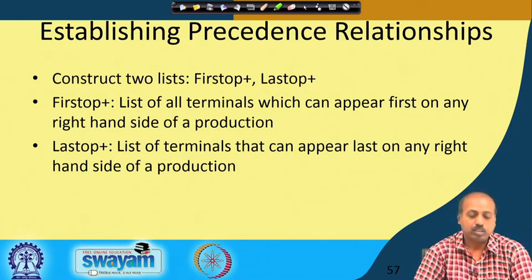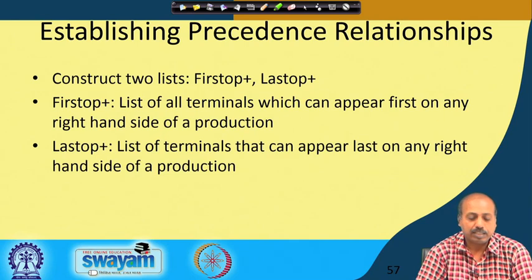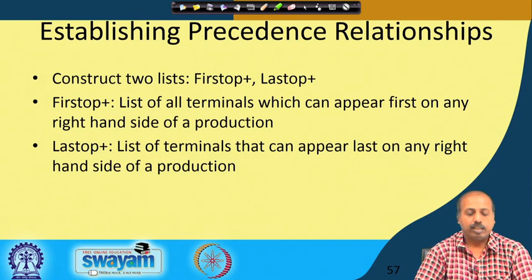We first construct two lists, one known as first of plus, another known as last of plus. First of plus is a list of terminals which can appear first on any right hand side of a production. So, if you take any derivation from one particular non terminal symbol, or any grammar rule, whatever terminal symbol can appear first on the right hand side will be called first of plus. Similarly, last of plus is the list of terminals that can appear last on any right hand side of a production.